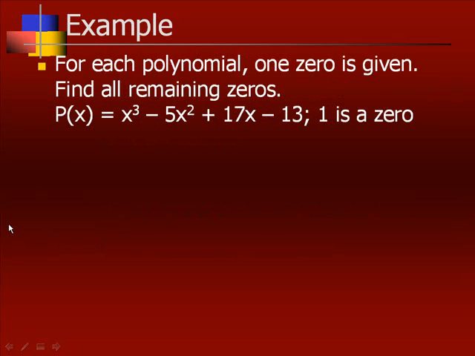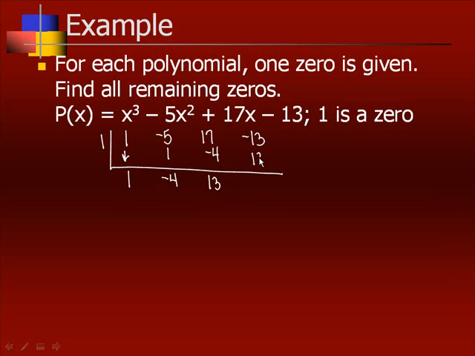So, an example. For each polynomial, one zero is given. Find all remaining zeros. Now what that said was, if it's an x to the third, there are 3 zeros. Well, if we know one of them is 1, then we could do synthetic division by that 1 to reduce that. So that's 1x to the third, negative 5x squared, 17x, minus 13. So drop your 1, that's negative 4, that's negative 4, that's 13, which we knew was going to be a 0.